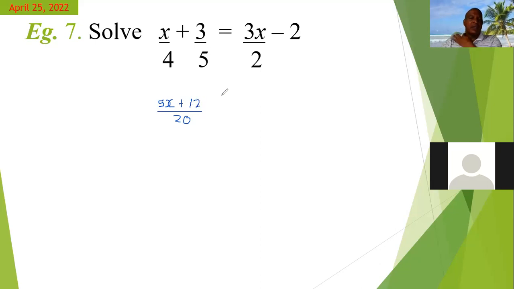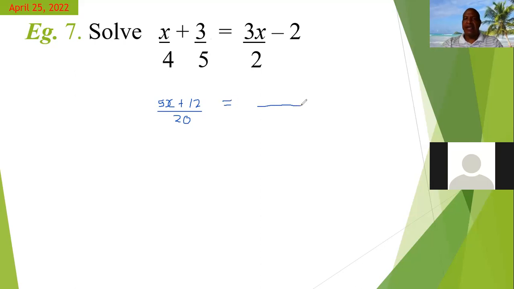Another way generally you can say is 4 into 20 goes 5, so you take 5 times the numerator and you get 5x. Or you could say 5 into 20 goes 4, so you take 4 times the numerator, 4 times 3 is 12. All right, so that would be the left-hand side of the equation.